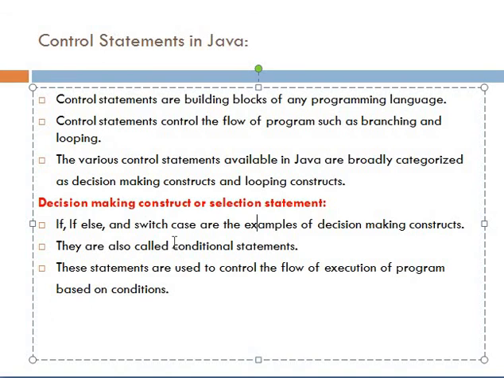And they are also called as conditional statements. This is because each of these selection statements, that is if, else and switch case, execute a set of statements inside a program depending on certain conditions. And these set of statements are used to control the flow of execution of program based on conditions. So to put it simply, these selection statements can alter the flow of execution of a program based on certain conditions. And that's why we can say that these statements help in branching from one part of the program into another.